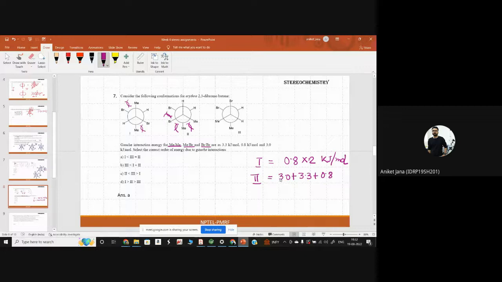Is this clear? Yes, sir. Okay, so is this clear? That 1 is for the bromine-bromine interaction. We have taken this one, and then for the methyl-methyl and the bromine-methyl, the 3 total interactions are there.